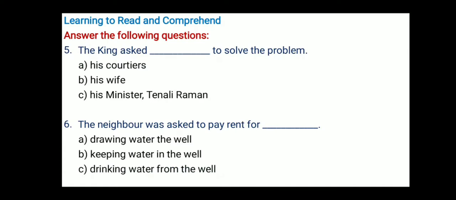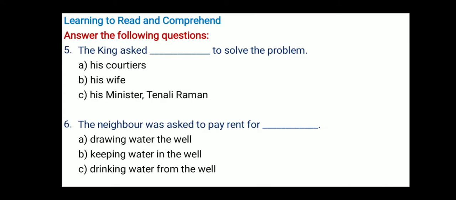Question number 5. The king asked Dash to solve the problem. The 3 options are: A. his courtiers, B. his wife, C. his minister Tenali Raman.